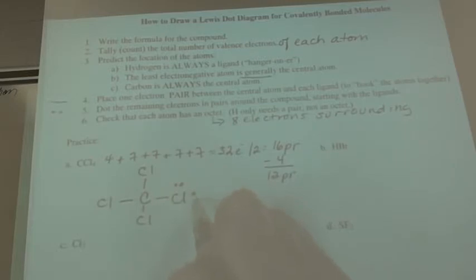Here is an octet for chlorine. Here's 2 electrons, 4, 6, 8. All right, now I'm going to continue around using up all of my pairs. So I've used 3 for this one, 3 more, 3 more, and the final 3 here.